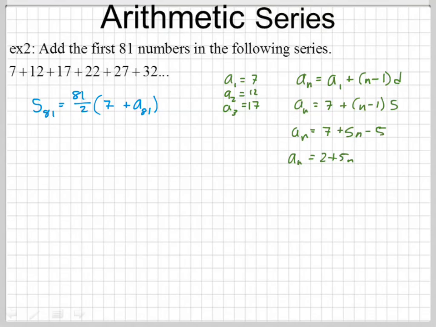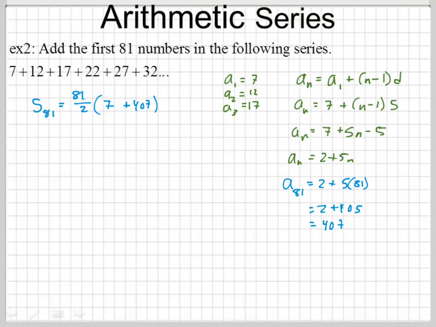Can we find a sub 81 now? Yeah, we just have to plug it in. So a sub 81 equals 2 plus 5 times 81. Ooh, what's 5 times 81? That's gnarly. Well, 5 times 80 is 400, and then you have 5 times 1, which would be 5. So 405, and when I add the 2, I get 407. So that's my last term, so I'll put 407 right there.